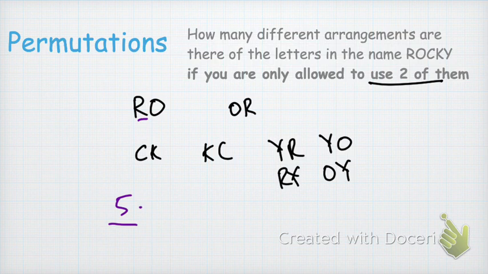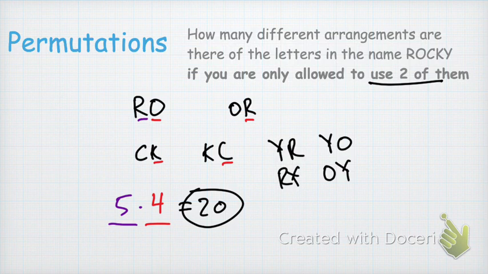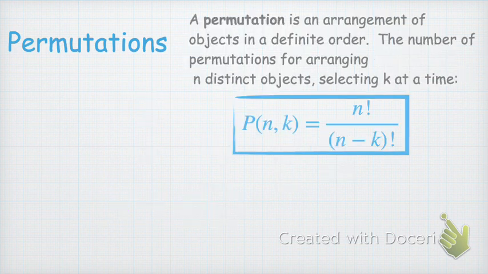And once we've chosen 1 letter, then in that second place, we wouldn't be able to use that letter again. And so there are 4 letters left, and 5 times 4 would be 20. So this idea is also really popular in these sorts of questions. They call it a permutation.